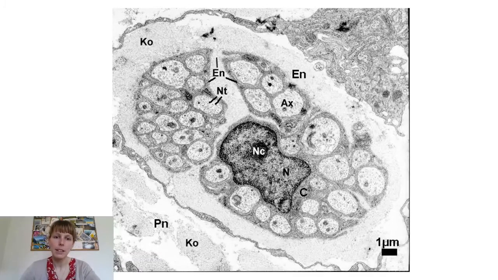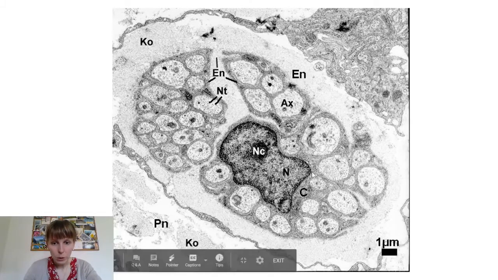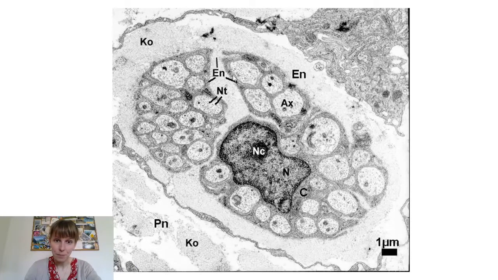And this is what the non-myelinated axons will look like on a cross section under the electron microscope. So this is the nucleus of the Schwann cell, and its cytoplasm is gray here, and it's surrounding these axons.